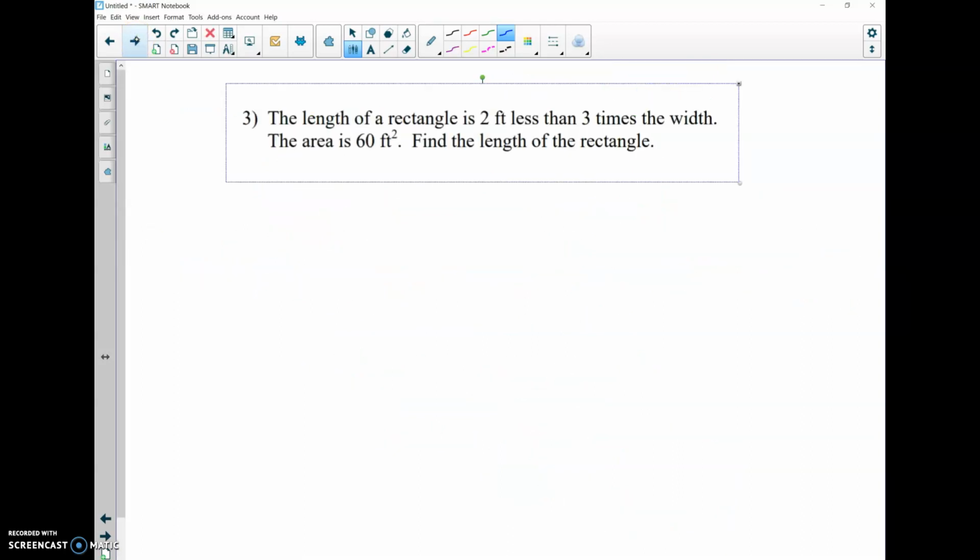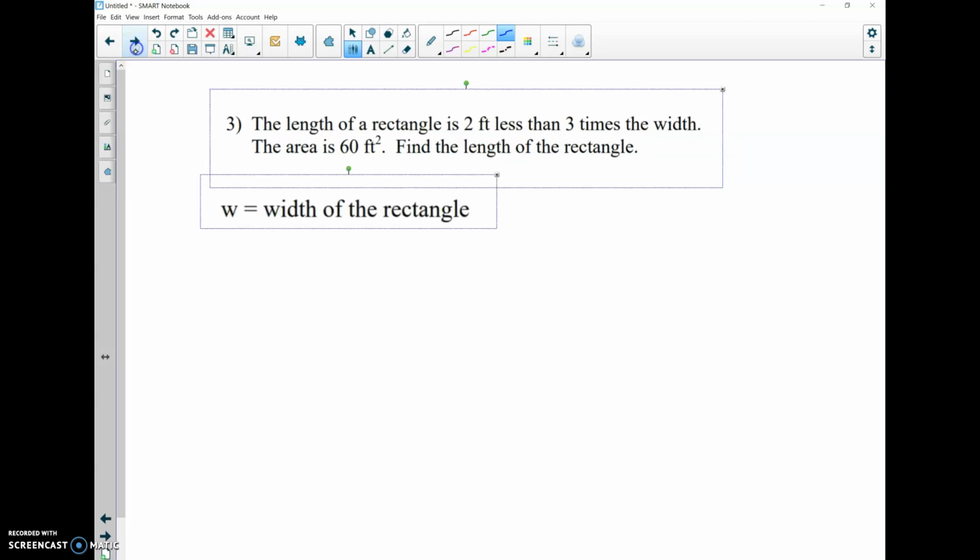Number 3. The length of a rectangle is 2 feet less than 3 times the width, and the area of that rectangle is 60 feet squared. Find the length of the rectangle. We have done this type of problem before, so we need to connect what the length of the rectangle and the width of the rectangle are and use our area formula since that's what they gave us.